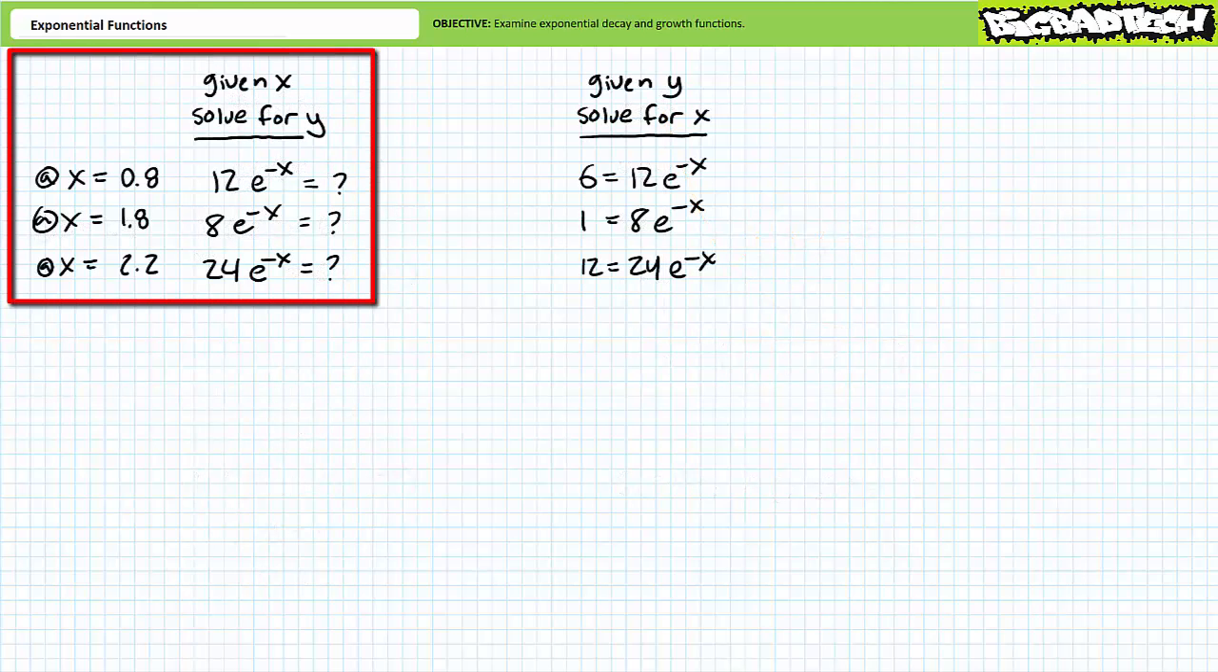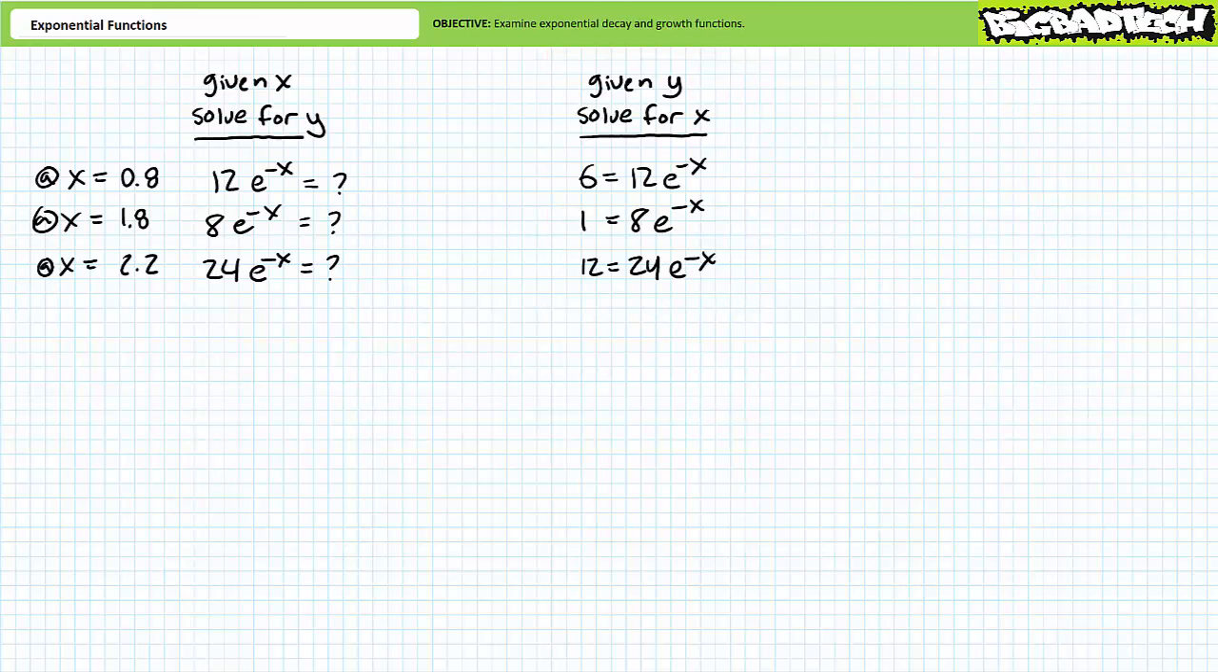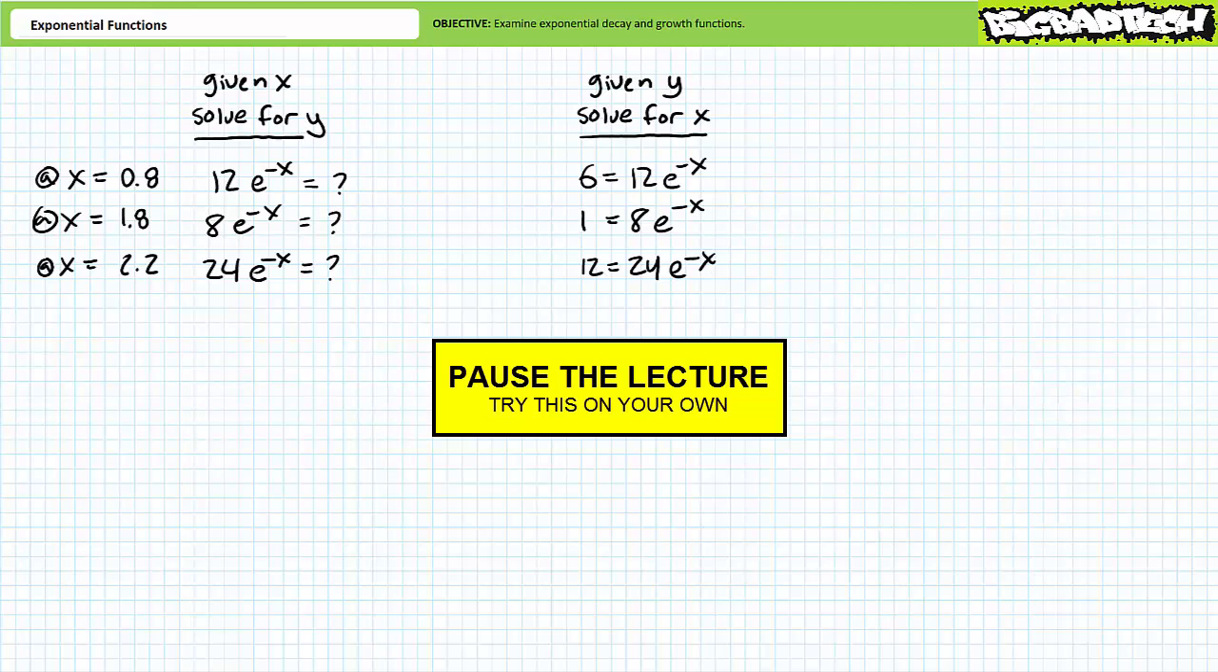Try these example expressions on for size. For the set on the left, given the x value, solve for the resultant y value. For the set on the right, solve for the x value that yields the specified y value. By all means, pause the lecture and try this on your own. If you're tracking, you should have obtained the following values.